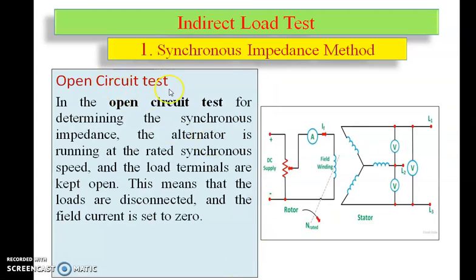Now, the open circuit test. In the open circuit test for determining the synchronous impedance, the alternator is running at rated synchronous speed and the load terminals are kept open. Okay, this means that the loads are disconnected and the field current is set to 0. Simply, that is why it is named the open circuit test.